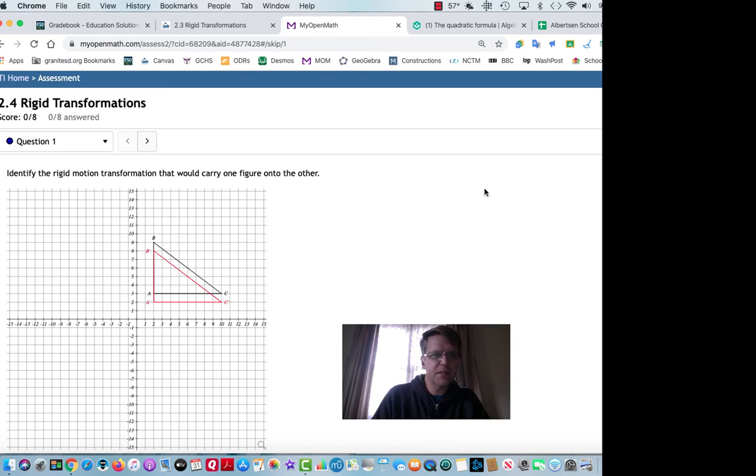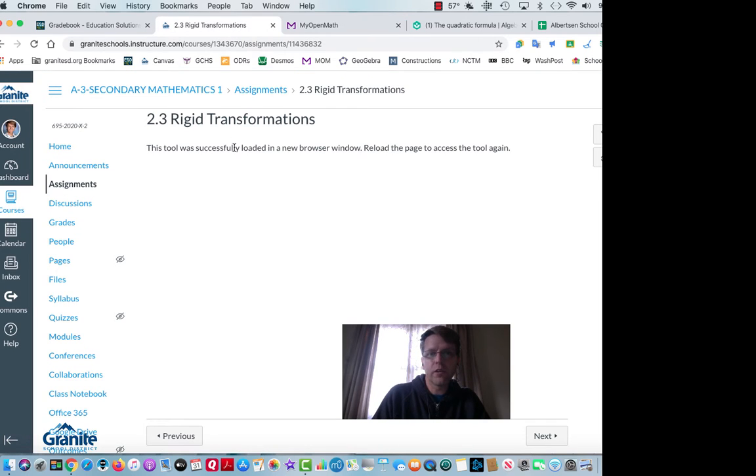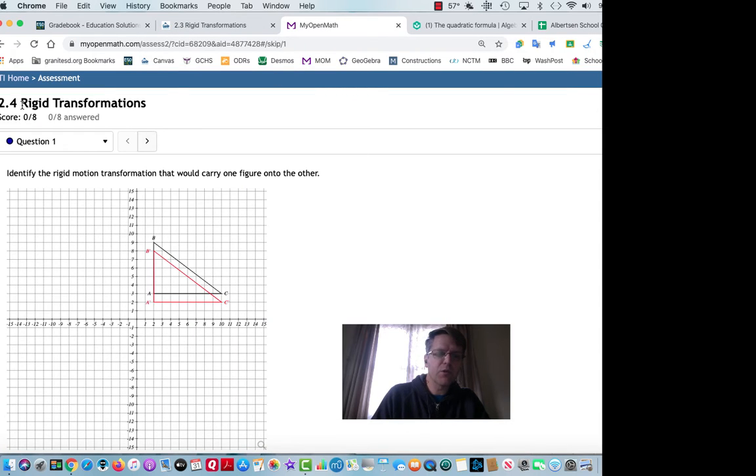Hey everybody, this is help for 2.3 rigid transformations. In my open math it says 2.4 rigid transformations. Please don't worry about that, it's the same thing.